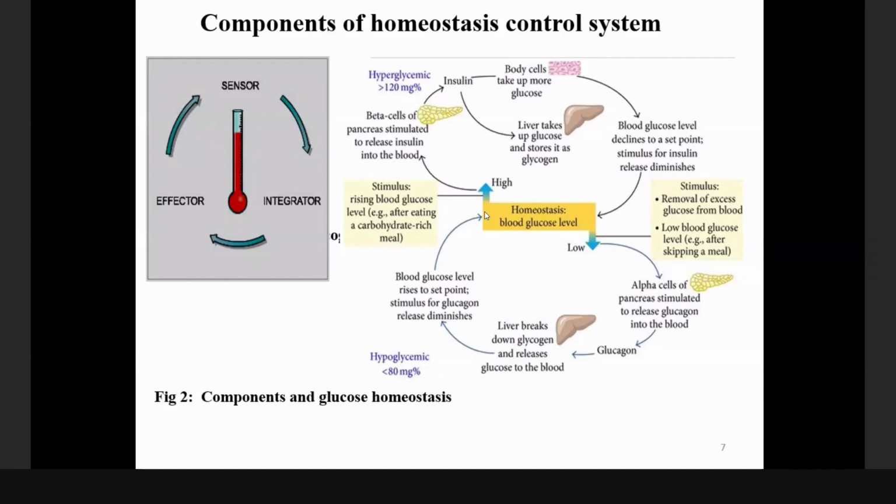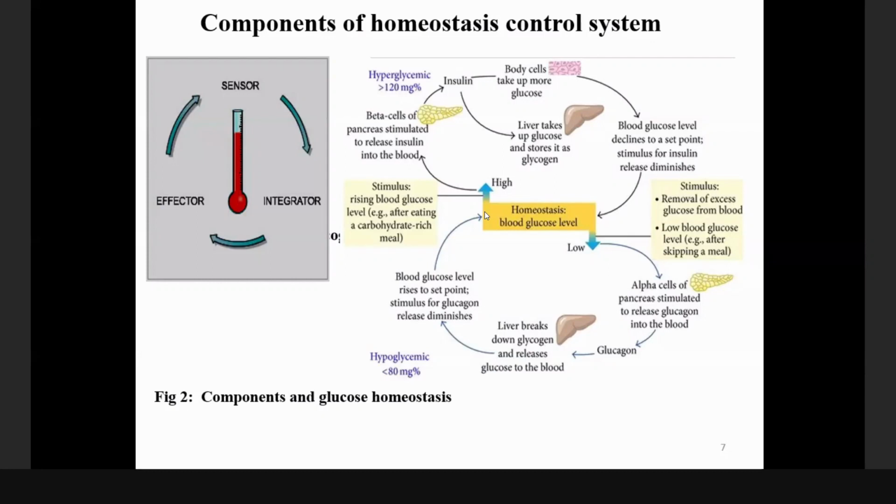So the glucagon makes the liver break down glycogen into glucose, and glucose gets released from the liver into the blood, so that our blood glucose level is increased. Or glucagon makes your body consume less glucose in such a way that your blood glucose level is increased or returns back to normal.